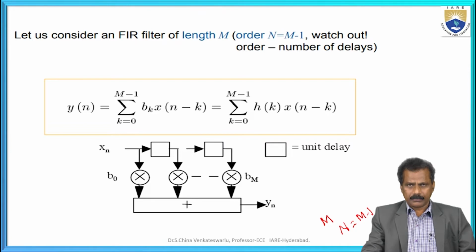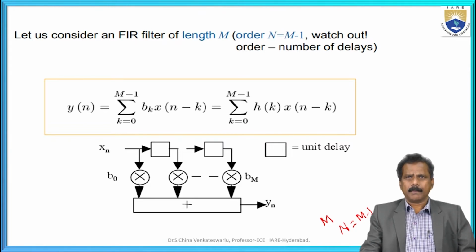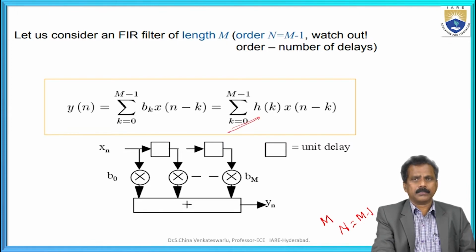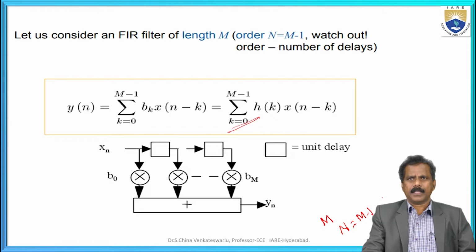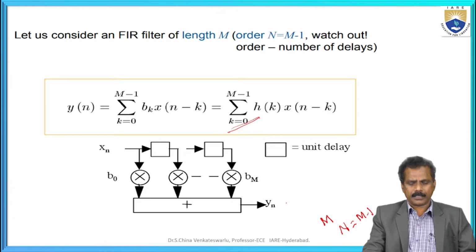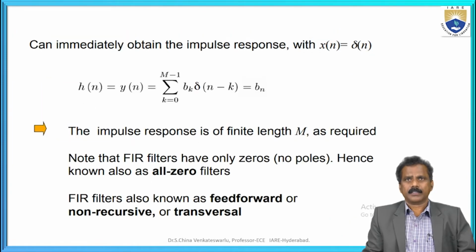At that time we know the output response, y of n is equal to the summation k equal to 0 to M minus 1 of the coefficient bk into x of n minus k, which is also equal to the summation k equal to 0 to M minus 1 of h of k into x of n minus k. Here x of n is the input, realized using delay elements, leading to y of n, as shown graphically.